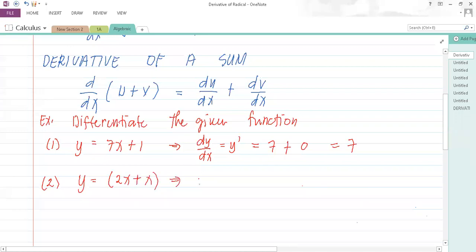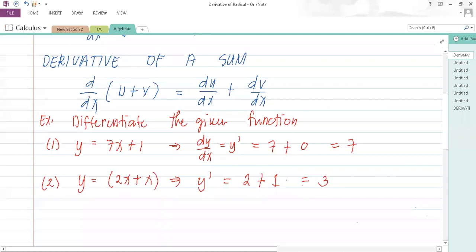Okay, so ano yung magiging derivative natin dito? So derivative ng 2x, ng derivative ng 2x? 2. Okay, so i-add natin yung derivative ng x. So ano yung derivative ng x? That is 1. So we have 1. So this is equal to 3. So yan yung magiging derivative ng given function.